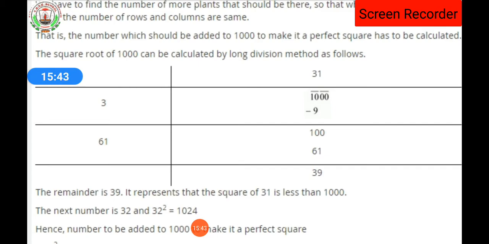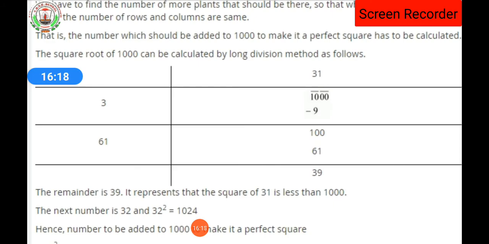Okay, so in order to check whether 1000 is a perfect square or not, students, we can check it by the long division method, or by the prime factorization method, or by repeated subtraction. You can use any method. So here, since it is given as a long division method, we can use long division method. In the same way, we can use the prime factorization method also.